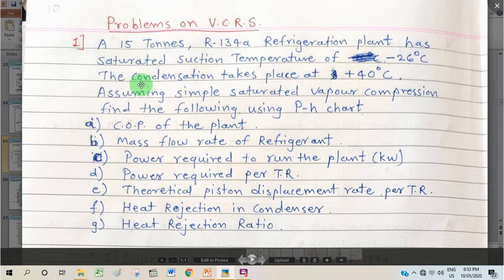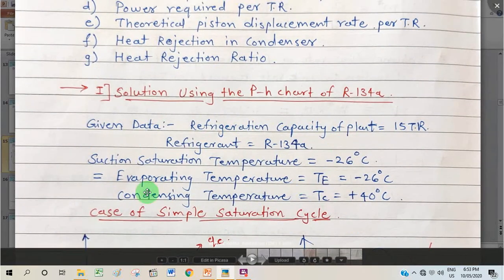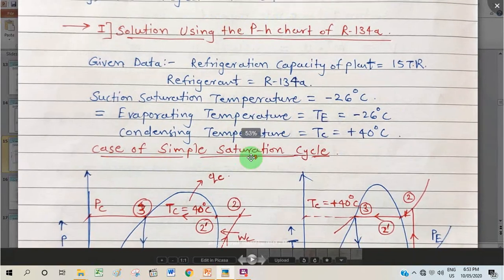The condensing temperature is also given. So two temperature limits are given, a low temperature limit and a high temperature limit, and we have to assume a simple saturated vapor compression cycle. So the type of cycle is also given. In this way we have written down the given data. So it is a case of a simple saturation cycle.